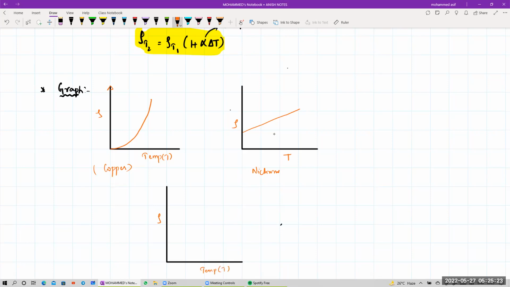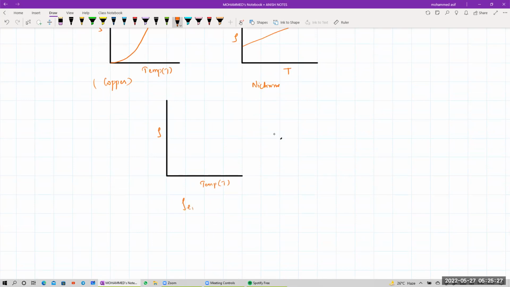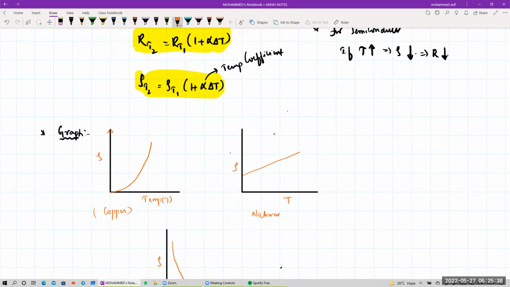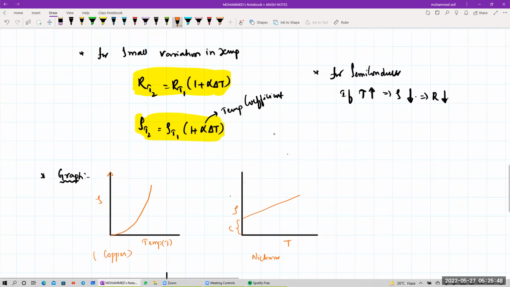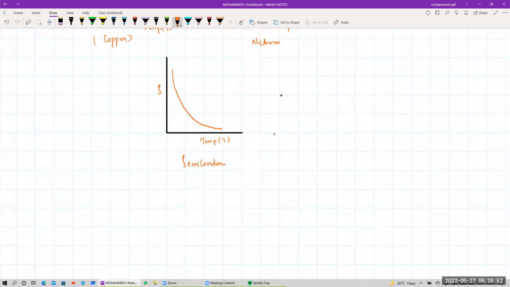For semiconductors, this is an important graph. As per NCERT, the graph is a rectangular hyperbola like this. For copper, it is parabolic in the upward direction. For nichrome, it is a straight line, but not starting from the origin; it has some constant. These are in NCERT. You may be given the graphs directly and asked to identify which is the graph for nichrome, copper, or semiconductors. You need to remember them.